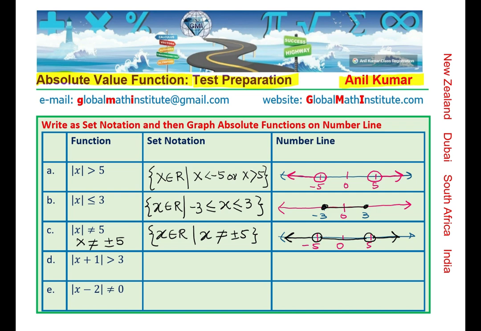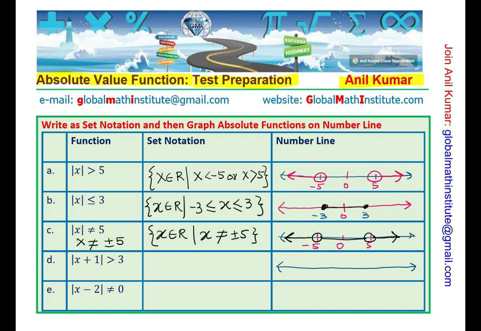Now we have absolute value of x plus 1 is greater than 3. Now that is kind of tricky. How do we show this on a graph, right? So I'll show you very beautifully how it can be done without really solving the inequality.